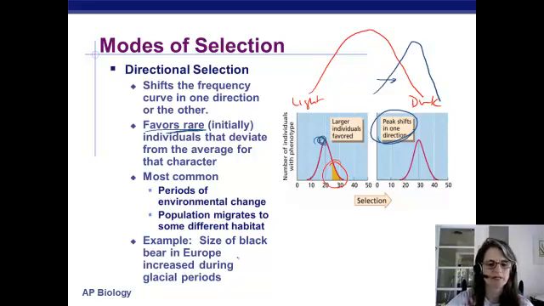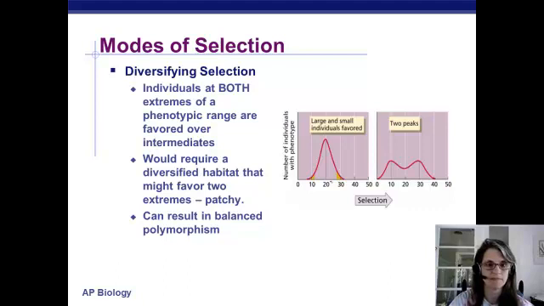During glacial periods, as it got colder, the size of black bears in Europe increased. Why? Because they could retain body heat better. They survived those long cold periods better, and so over time larger bears came to exist because they survived better. Okay?